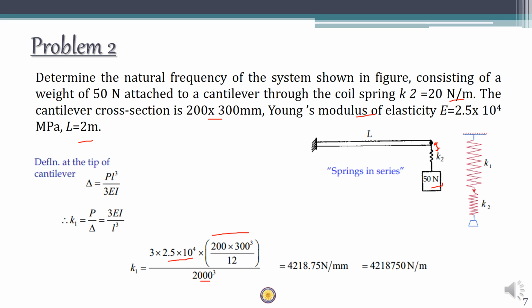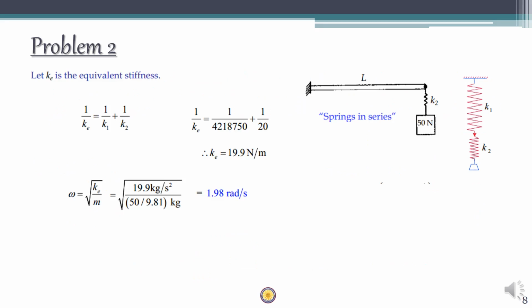So the equivalent stiffness can be found: 1 by Ke is equal to 1 by K1 plus 1 by K2. So the equivalent stiffness is 19.9 Newton per meter. Once this is obtained, we can find the natural frequency of the system as root K by M. K should be substituted as equivalent stiffness and mass should be in kilogram, so 50 Newton divided by 9.81 kilogram. So we have omega equal to 1.98 radians per second.